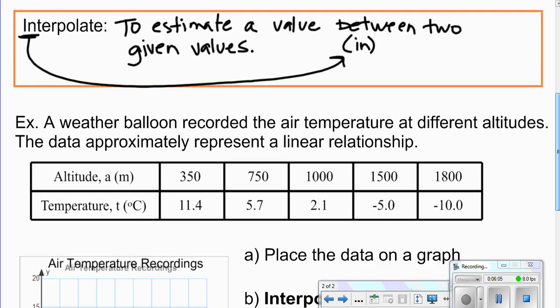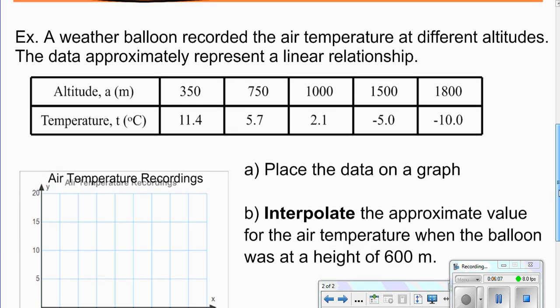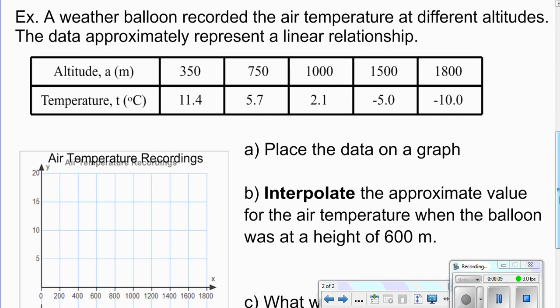So here's another example for you. Weather balloon recorded air temperatures at different altitudes. So altitudes are heights above ground.